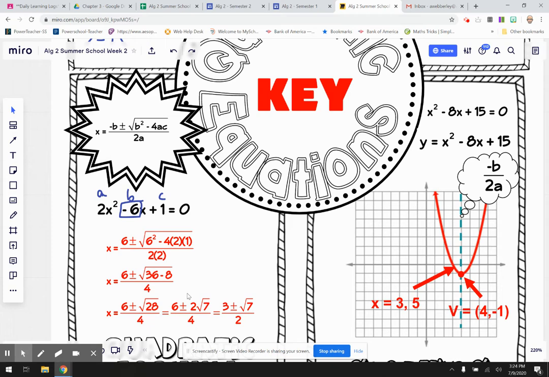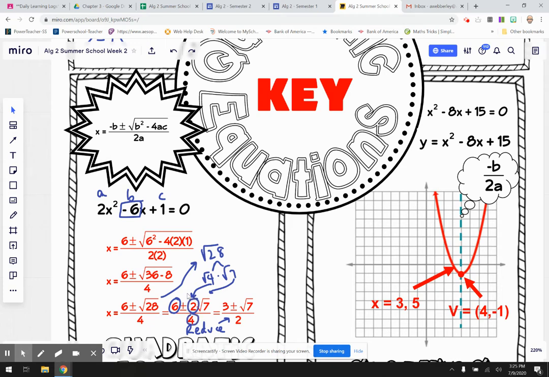Now they did take the radical 28 and they broke it into two pieces, radical 4 and radical 7, because 4 times 7 is 28. That's how they got the 2 and the radical 7. Then they reduced, because you can divide all of them by 2. You can cut all those in half and you get 3, 1, and 2. So that's all they did there, is they reduced those three numbers.